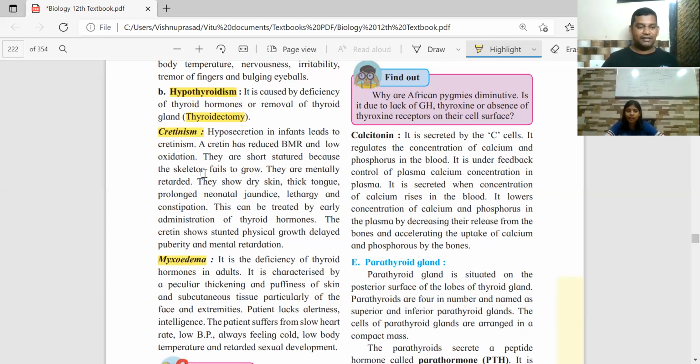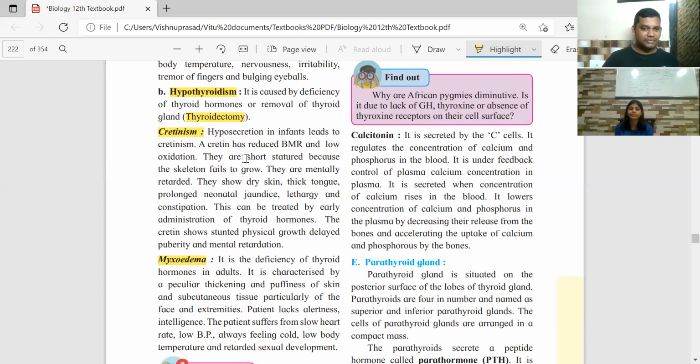there also we have seen that deficiency disorders in children are different and in adults are different. Even hypersecretion we have seen: pituitary dwarfism, gigantism. Here, cretinism is also a type of dwarfism, but the reason is a deficiency of thyroxine.